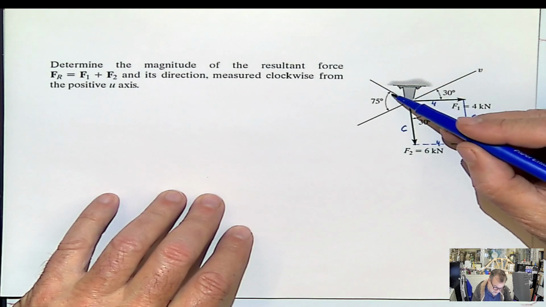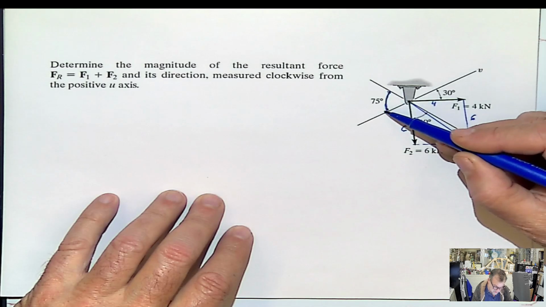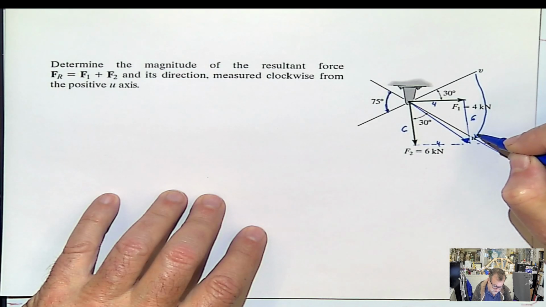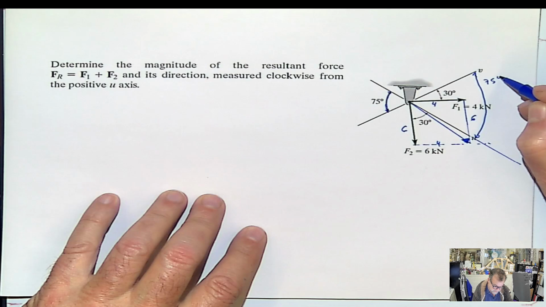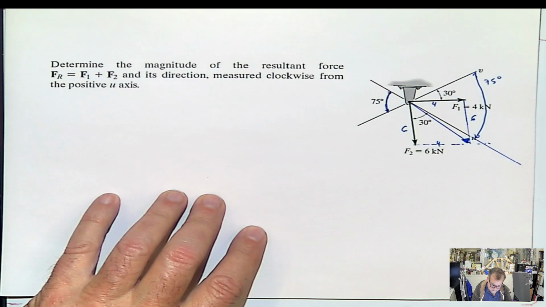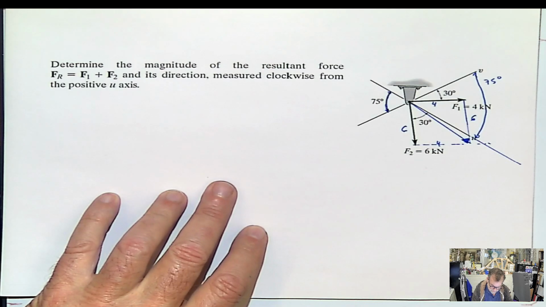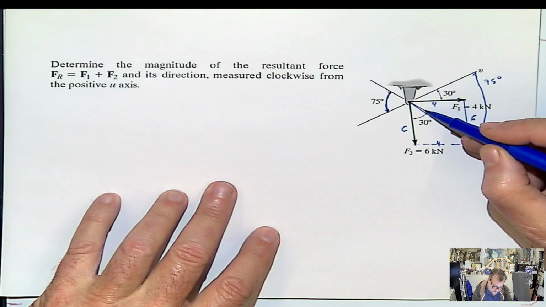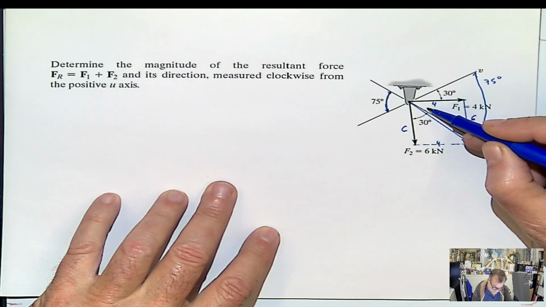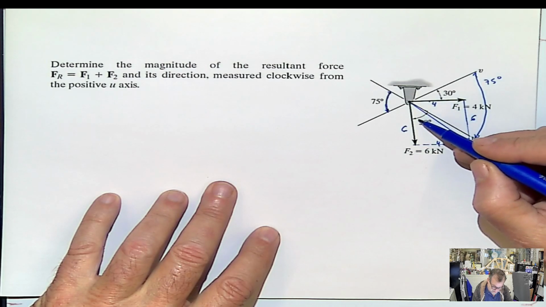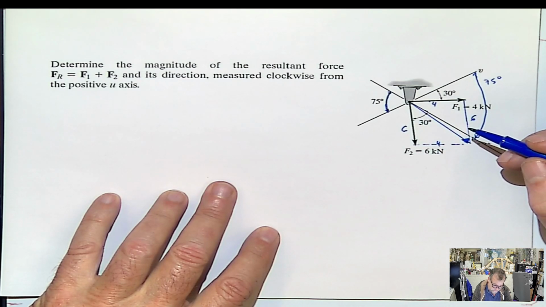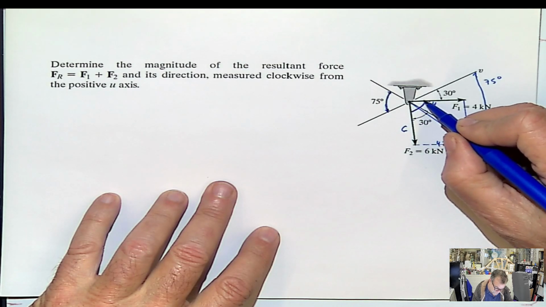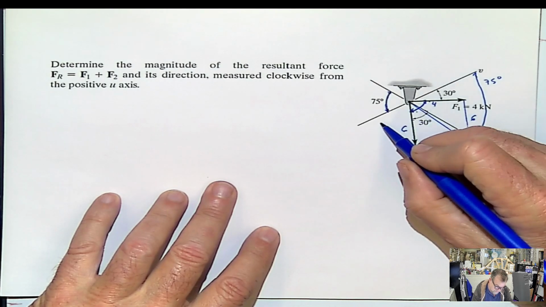But we also know that the angle between the two axes here is 75 degrees, meaning this angle here is 75 degrees as well. And that's correct. So this is 75 degrees, meaning this part from here to here is 45 degrees, and this is 30 degrees, meaning we have 75 degrees here as well.